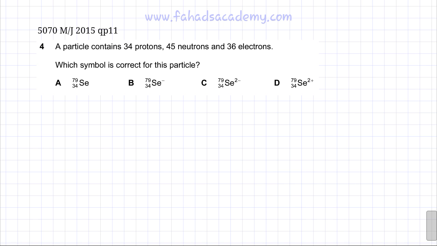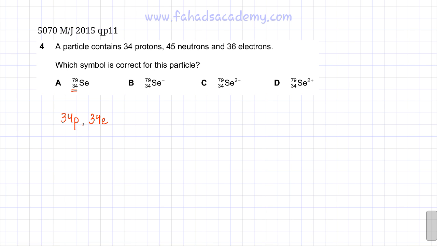So let's look at option A first. Remember that the smaller number is the atomic number, also called the proton number. So this is 34. That means it has 34 protons. Se has 34 protons. And if it's a neutral atom, for example, this atom has no charge. So if there are 34 protons, then the electrons would have exactly the same quantity. So there's going to be 34 electrons.